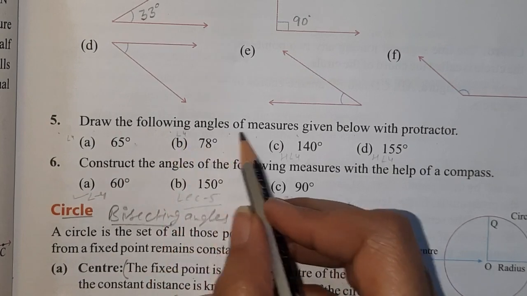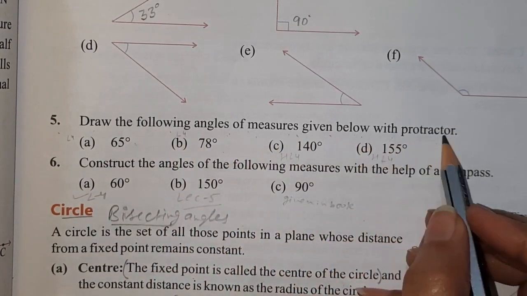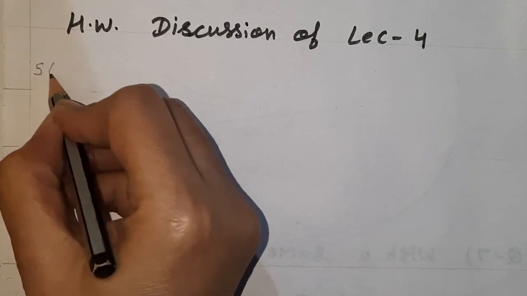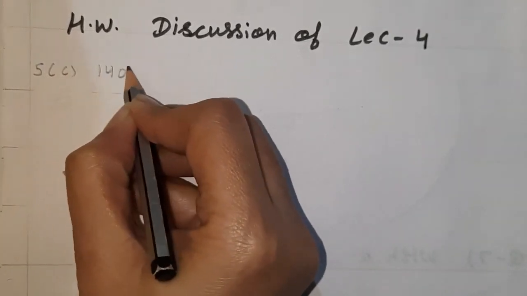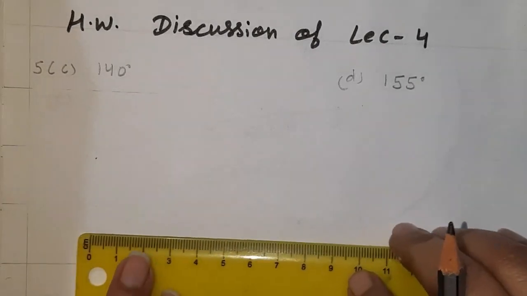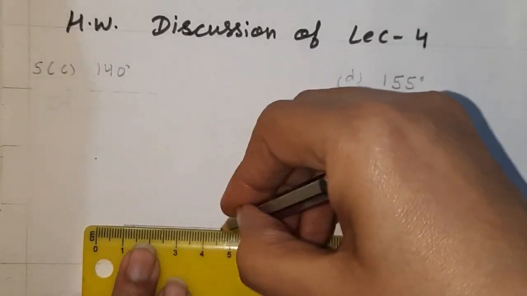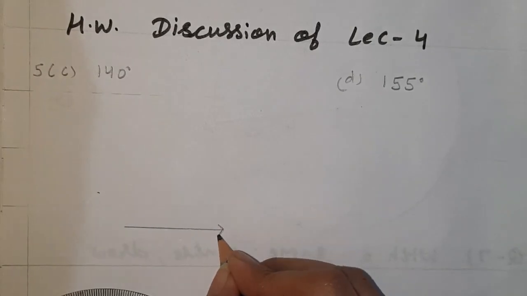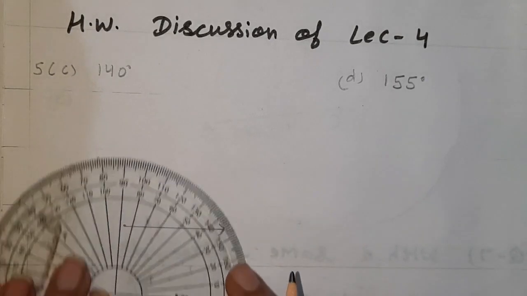Now question number 5. Draw the following angles of measures given below with protractor. 140 degree, 155 degree. So question number 5, C part 140 degree and D part 155 degree. First of all, draw a line segment of any measurement. Put your protractor. You can take ray or you can take line segment. I have taken the ray. I'm not taking line segment, I'm taking ray.